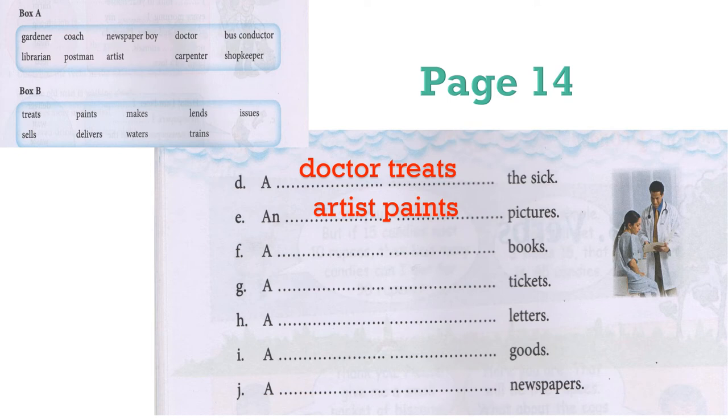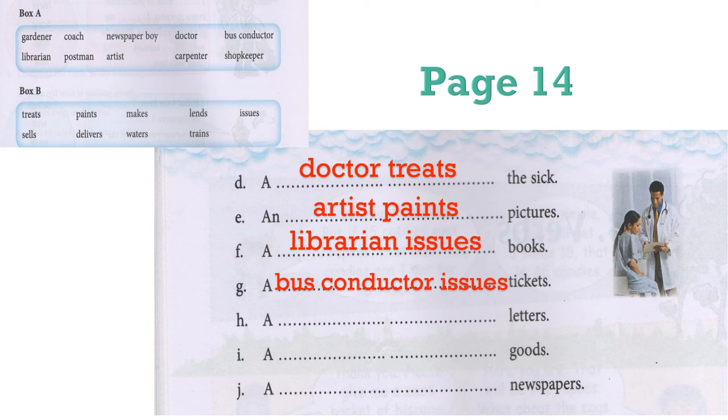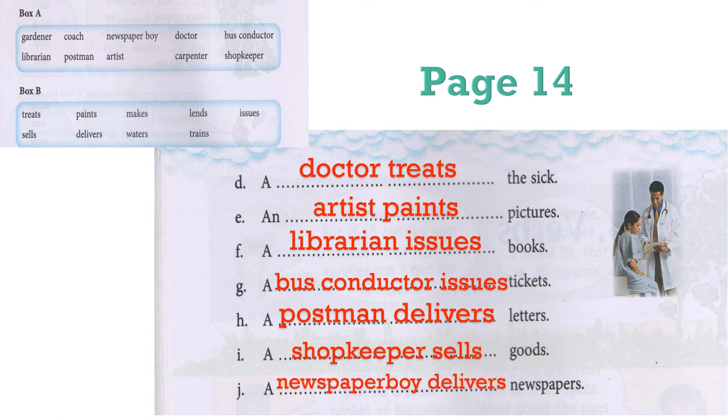A dash dash books. A librarian issues books. A dash dash tickets. A bus conductor issues tickets. A dash dash letters. A postman delivers letters. A dash dash goods. A shopkeeper sells goods. A dash dash newspapers. A newspaper boy delivers newspapers.